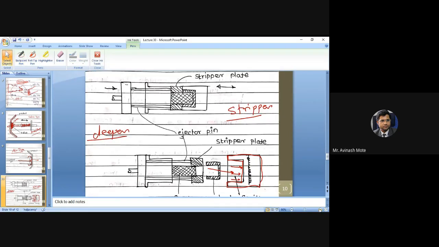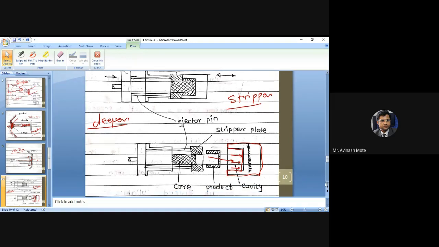I will zoom it. Getting it? Okay, so it will be adjusted exactly inside the cavity. So this is the stripper. If you check, the size and design of the stripper is exactly like the product cavity. So this stripper will go inside this cavity and will push the component out of the cavity, sorry, mold cavity. Okay, so this actually will not come back automatically.